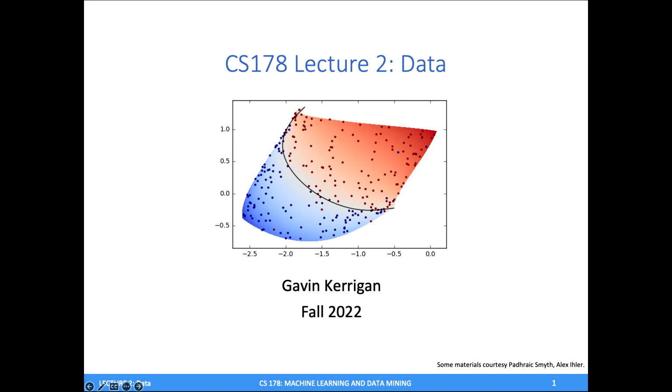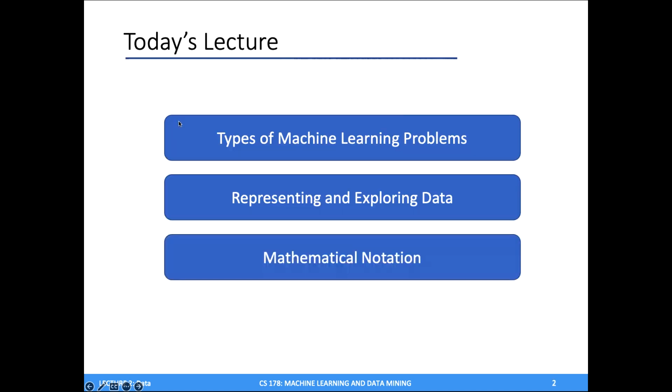Today we'll take a deep dive into how you can represent data, how you can explore data, and some notation that we'll use throughout the course for working with data. Just a brief overview of what we'll be talking about today. We'll first discuss various types of machine learning problems that you might encounter in the real world and also in this course. Then we'll go through some ways that you can represent and explore data using code. And then lastly, we'll have some brief details on the mathematical notation for how you can work with data in this mathematical language.